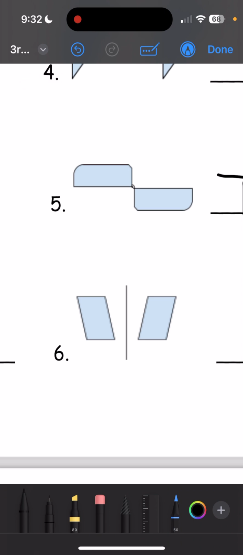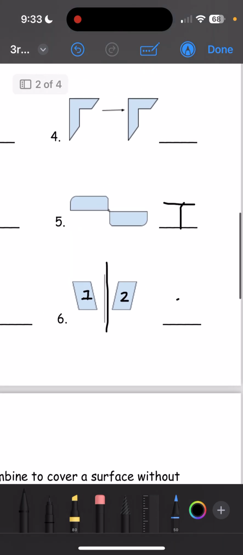Number 6, this could be a slide. However, if we bring this number 1 figure over to number 2, it would end up looking like that. And that does not match up. So this would be flip over this line right here.